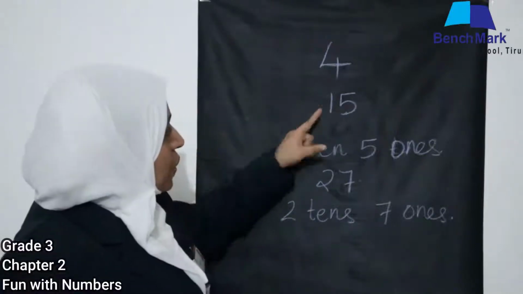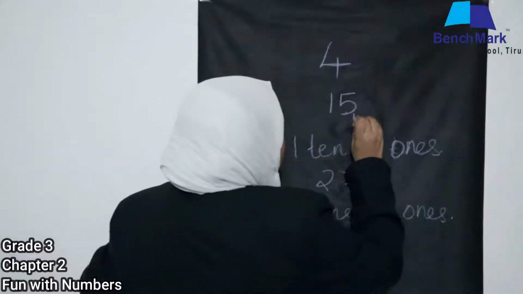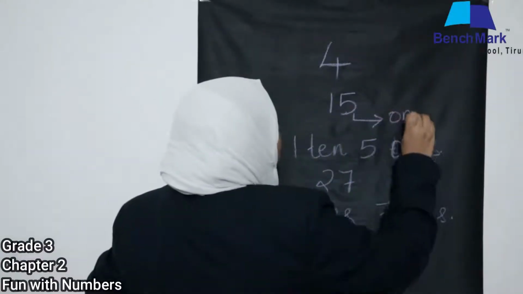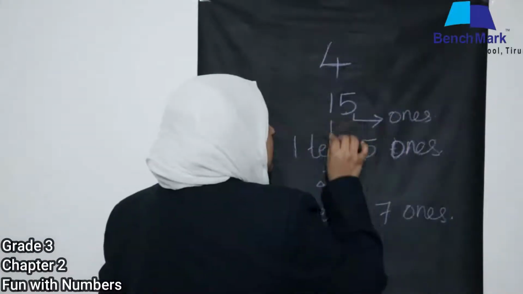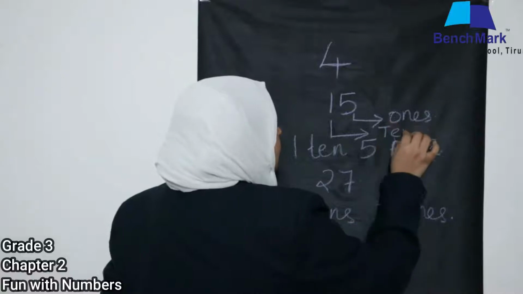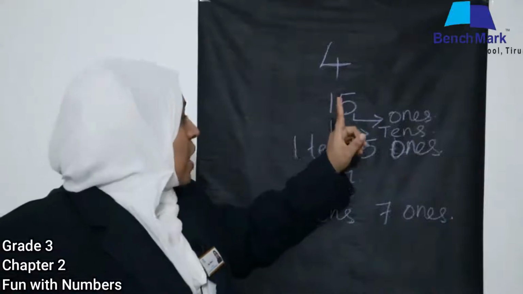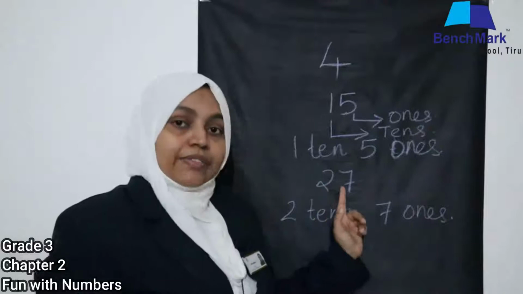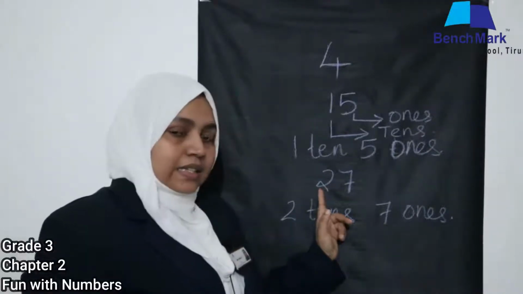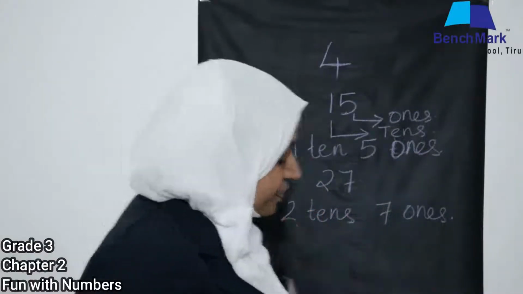Okay, so the place of this digit is ones, and this is tens. So in 15 we have 1 ten and 5 ones. In 27 we have 2 tens and 7 ones are there.